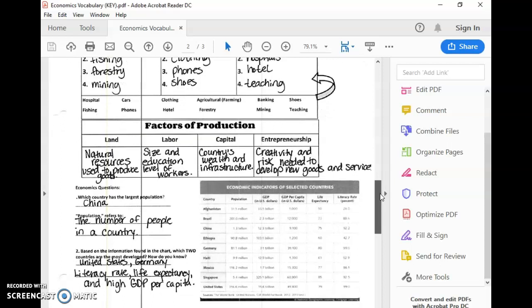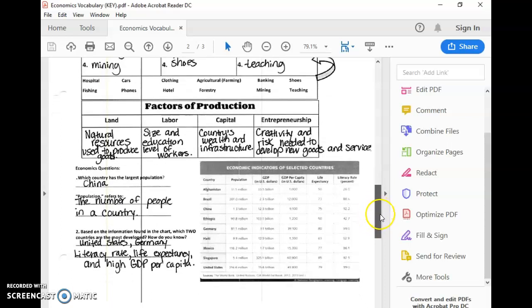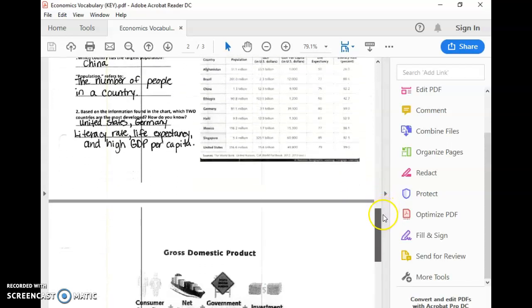Okay, economics questions. So this little chart was found on page 63 in your text, and this one was a little difficult to read, so you're going to have to go and pull that up to see where I'm getting my information from. The country that has the largest population, according to the chart, is China. Population refers to the number of people in a country. Based on the information found in the chart, which two countries are the most developed, and how do you know? That would be the United States and Germany, because we're looking at the literacy rate, life expectancy, and high GDP per capita.